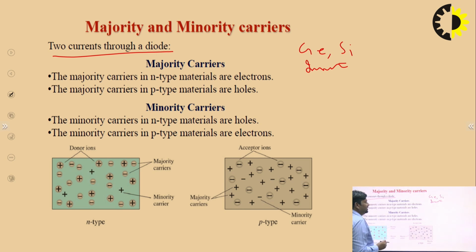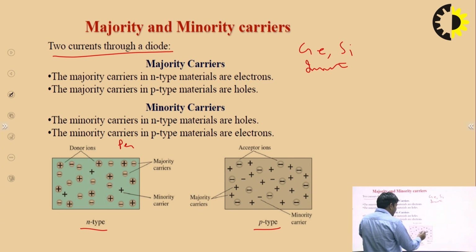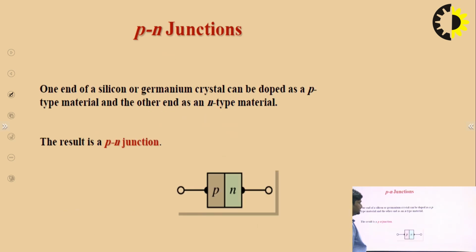If we add an impurity, this semiconductor becomes p type or n type. If we add a pentavalent impurity, the whole structure becomes n type, and if we implant a trivalent impurity, this type of semiconductor is called a p type semiconductor. We have acceptor ions here in the p type and donor ions in the n type materials.